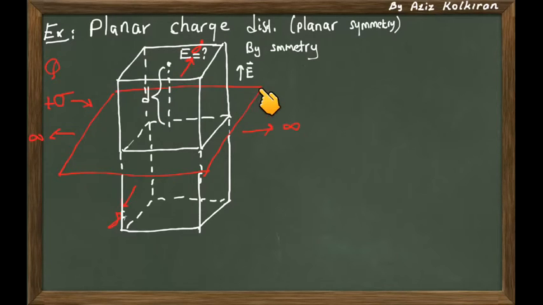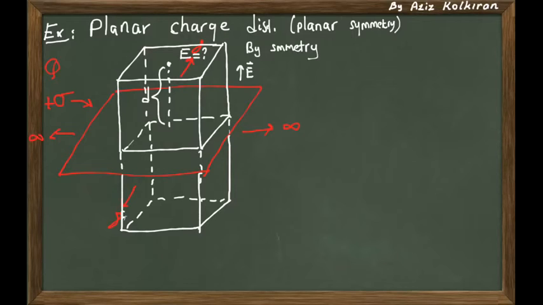Since there are no edges of the plane, it is an infinite plane. Wherever you go on this parallel surface of the top of the Gaussian pillbox, you will see exactly the same charge distribution. That means at any point on this top surface, the electric field will be the same. So this is our symmetry argument.